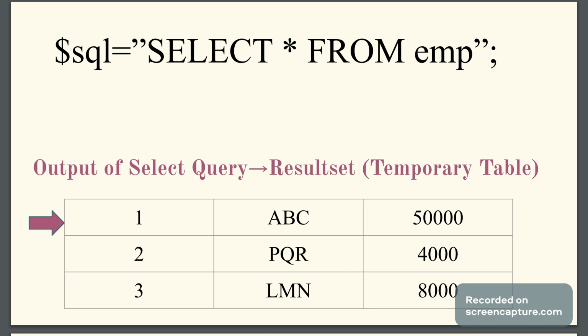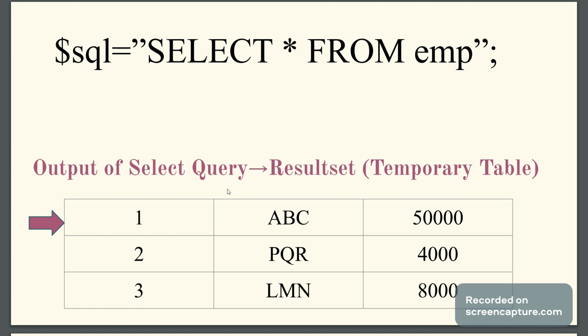Before executing that query, we will build a query by writing select star from EMP, and we will run this query with mysqli_query, the con object and this SQL variable. The output of a select query is always a number of records having a collection of values. So the output of a select query is also data in a tabular format.